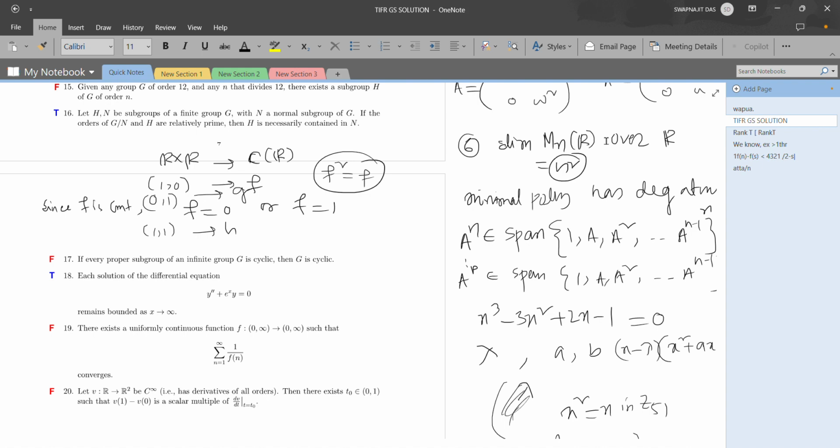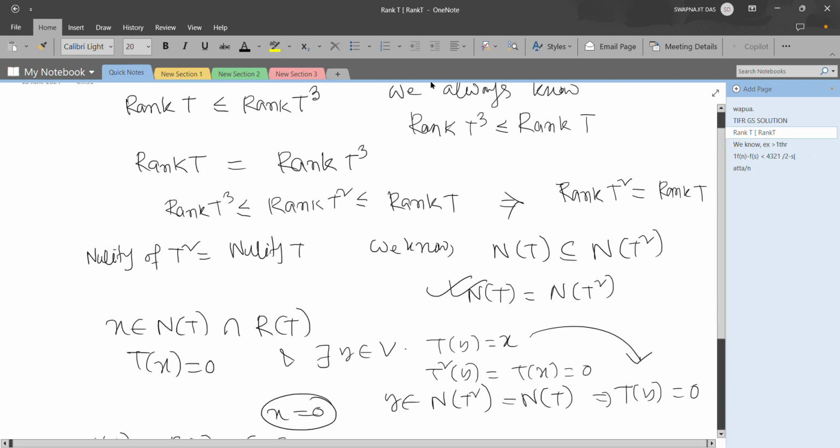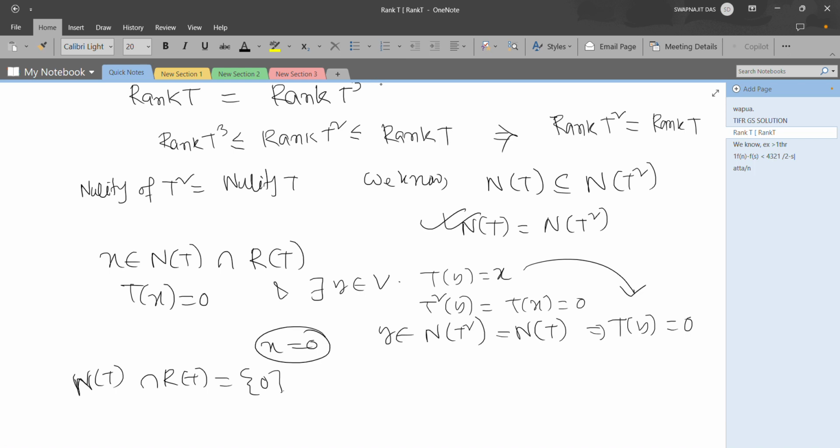Then each solution of the differential equation y double prime plus e power x y equal to 0 remains bounded. This is true or false?